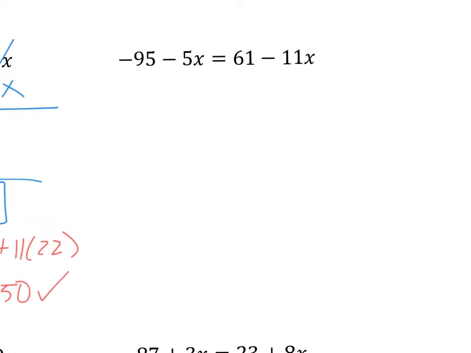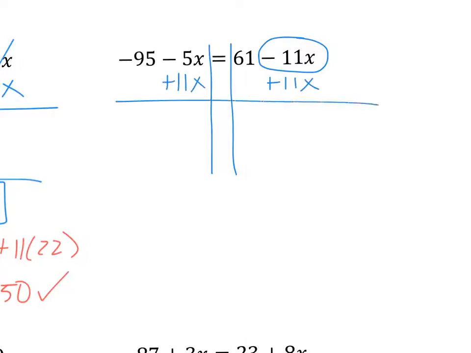Okay, let's look at this next one. Again, I am going to draw my railroad track so I can keep track of where everything is. I have a negative 11x on my right-hand side. So to get rid of a negative 11x, we're going to add 11x to both sides. Plus 11x on both sides. Now those go away, so we're left with 61 on the right-hand side equals negative 95, which doesn't change, and then we take our negative 5x and add 11x. Negative 5x plus 11x gives us a positive 6x.